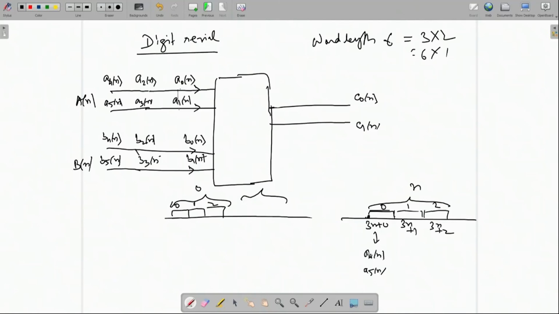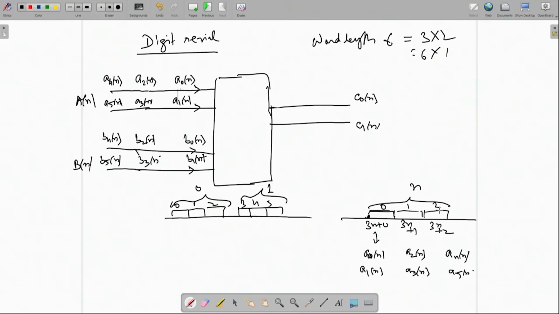Sorry, A0, then A2, A3, then A4, A5. Okay. So, start at the 0th word clock, you break it into 3: 0, 1, 2, next 3, 4, 5 and so on and so forth. So, it will be 3n plus 0, 3n plus 1, 3n plus 2. Okay. So, this is something in between.